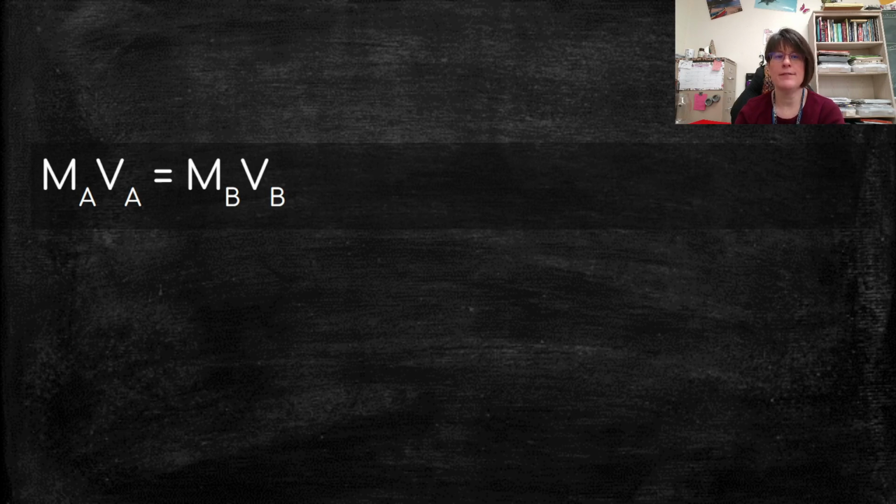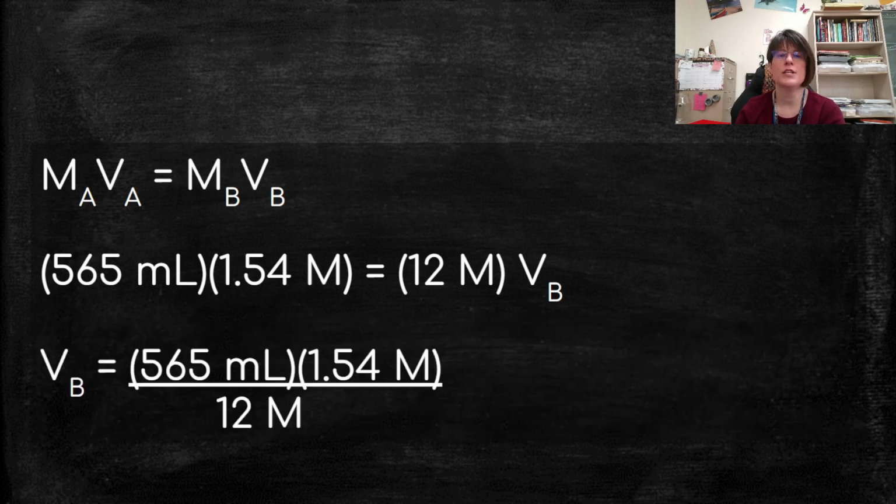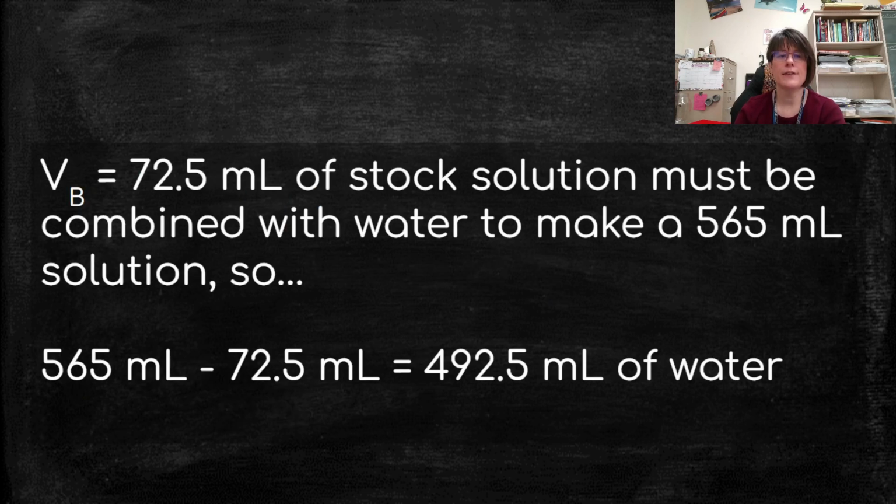We have our equation, MAVA equals MBVB. I plug in my numbers: 565 milliliters times 1.54 molar equals 12 molar times volume B. Here I don't have to change it to moles per liter because these labels will cancel out when I rearrange my equation. The molar cancels out, and I get 565 milliliters times 1.54 molar divided by 12 molar. When I divide those numbers, I get 72.5 milliliters of stock solution that must be combined with water to make a 565 milliliter solution.